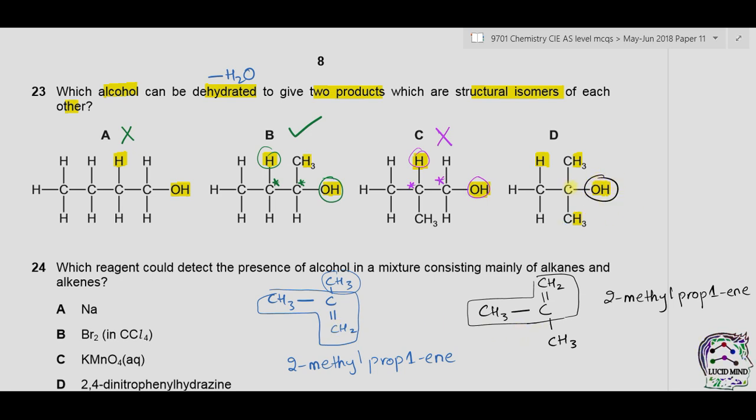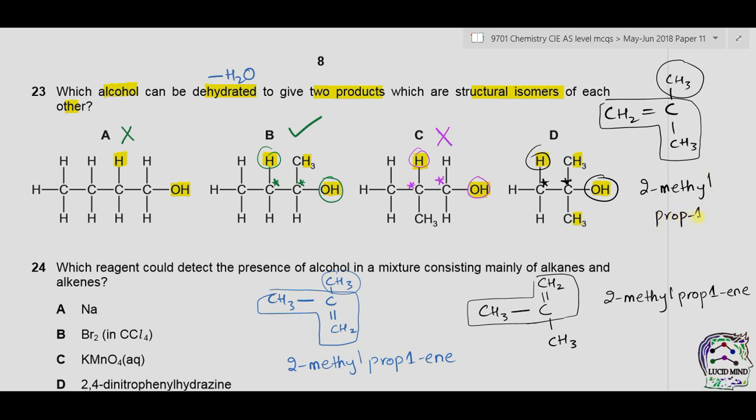In the third scenario, we can remove OH from this carbon atom and hydrogen from the adjacent carbon. So the product will be CH2, double bond C, CH3, CH3. Again we have 3 carbon atoms in the long chain. The double bond is present between the first and second carbon and CH3 is attached to the second carbon, so it will be 2-methylprop-1-ene. As a similar product is formed upon dehydration, these are not isomers, these are actually the same product. So D is incorrect. The answer is therefore B.